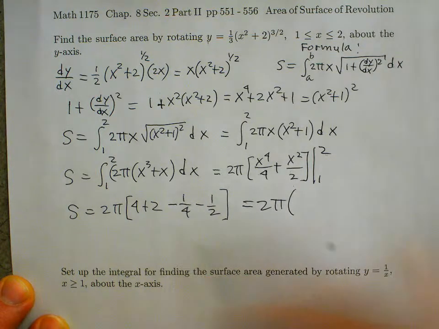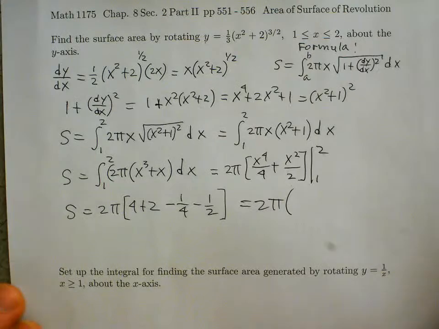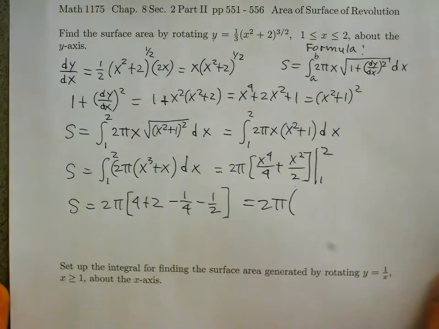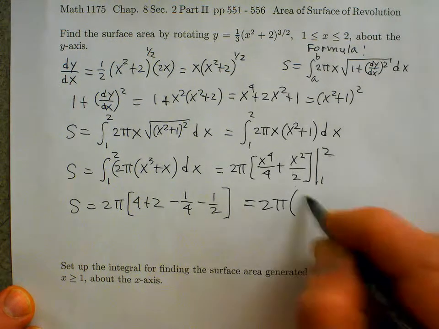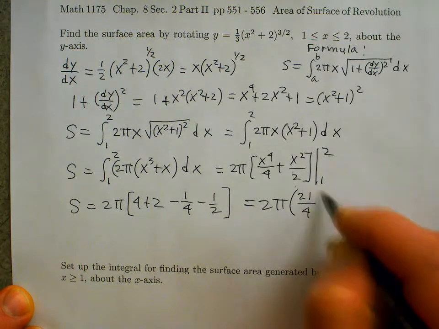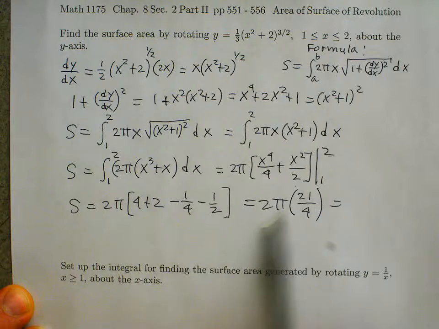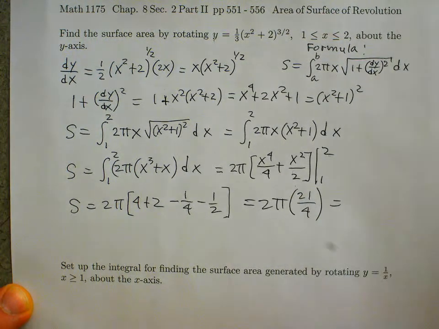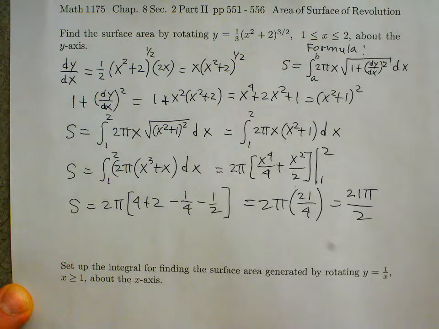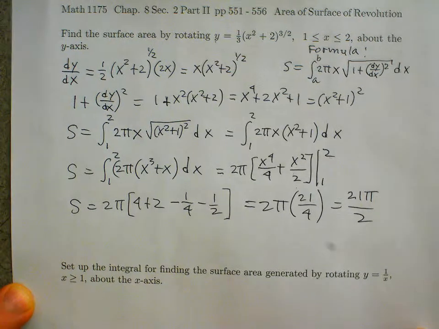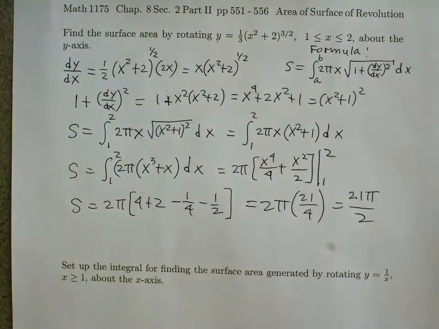So 6 minus 1/4 minus 1/2 is 6 minus 3/4, which is 5 1/4. 5 1/4, so that's 21/4. And then 2 pi times 21/4 is 21 pi over 2. Are we all in agreement?